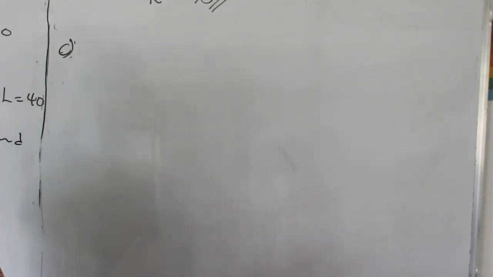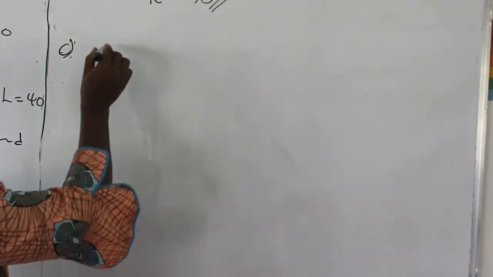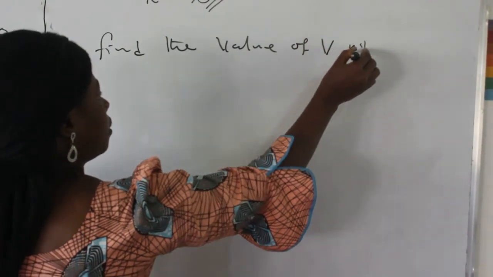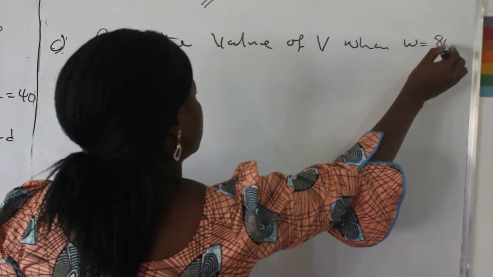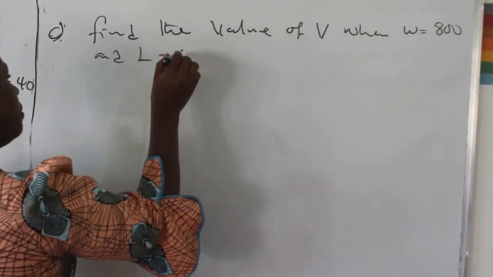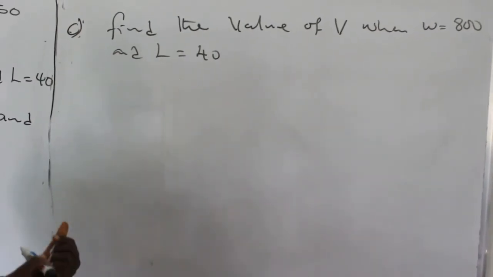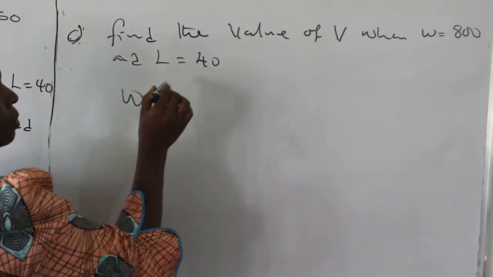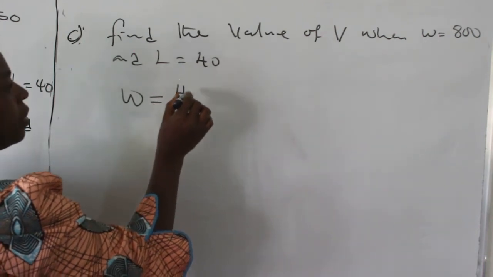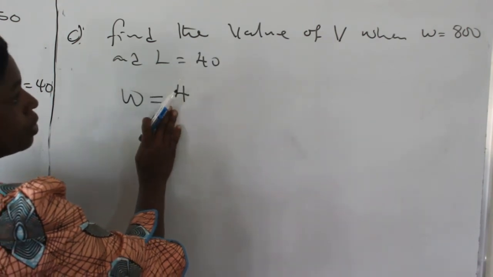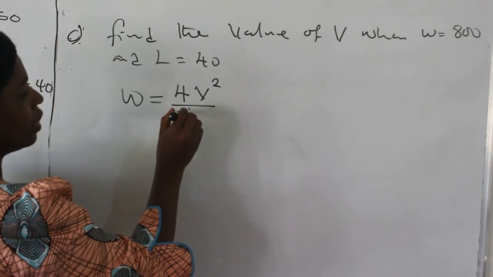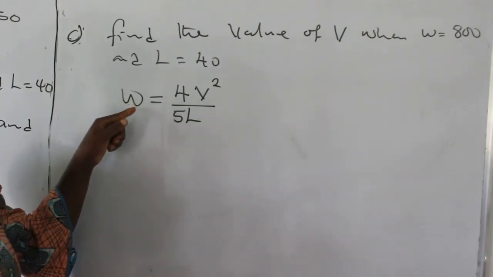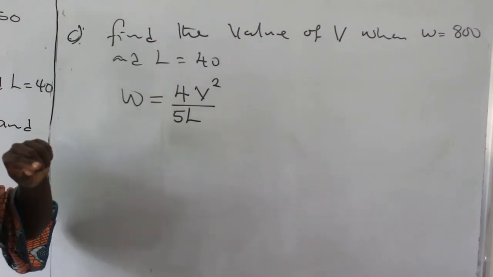Alright, let's look at the third solution, that is C. We are to find the value of V when W is 800 and L is 40. So from the equation connecting the 3 variables, which is W equals 4V squared all over 5L. So this is the equation connecting them. So we now substitute in the values of V and L.